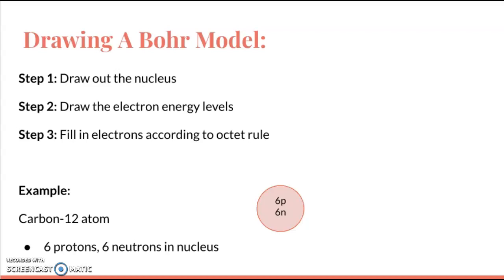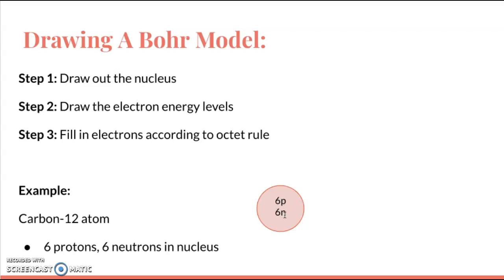So an example that I have is a carbon-12 atom. We know from last unit that carbon is element number 6, so I have 6 protons. And 12 tells me my mass number, so I also have 6 neutrons. So I'm going to draw out my nucleus first, and I want to make sure that I am labeling that I have 6 protons and 6 neutrons here. This is wicked important, so make sure you have 6 protons, 6 neutrons.